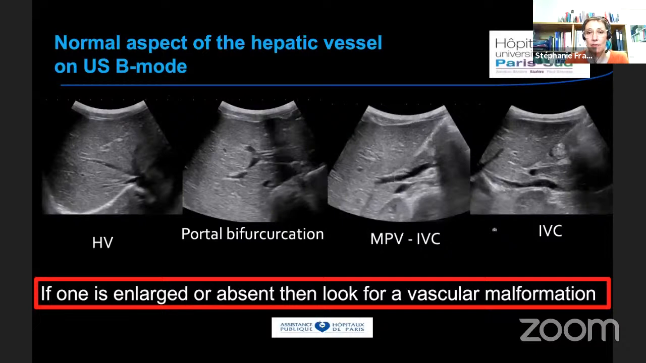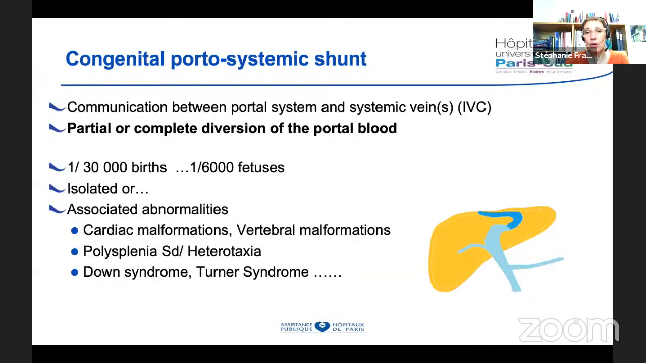So I will start with the less infrequent, the congenital portosystemic shunts, that are communication between the portal system and the systemic veins. They are at the origin of a partial or complete diversion of the portal blood to the systemic veins. The frequency is not very well known. It's supposed to be one among 30,000 births, but in a recent prenatal paper, it was suspected in one for 6,000 fetuses, and this is quite frequent.